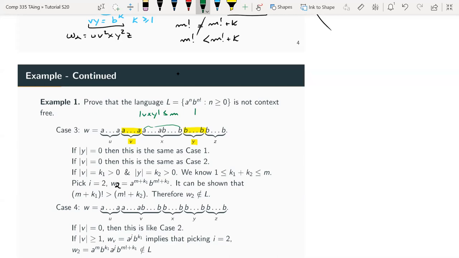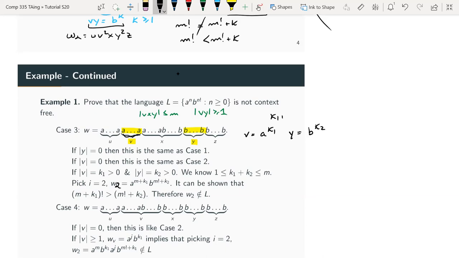And again, you're going to claim that VY is at least one, okay? Here, within the case, there are actually subcases that once you eliminate them, they're going to make your life, in my opinion, a lot easier. There might be a different way of reasoning about this problem. I think this is the best way. So what I mean by subcases is, you know now that V is, let's say, A to the K1. So because your V is within the A's, it has K1 A's. And you know that your Y has, let's say, K2 B's, okay? So V has K1 A's, Y has K2 B's.